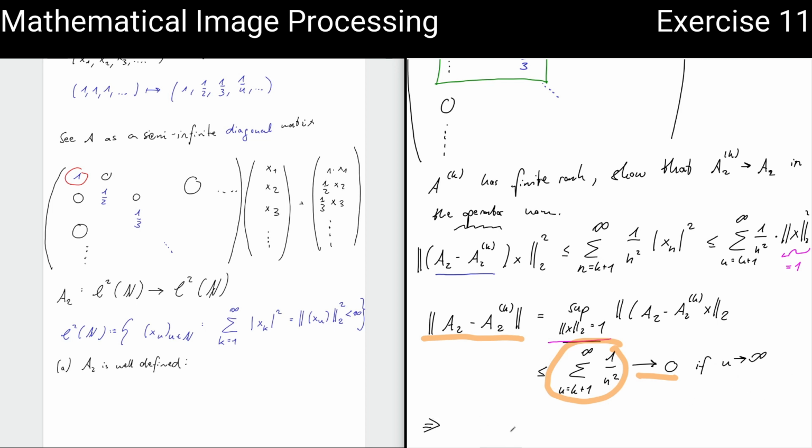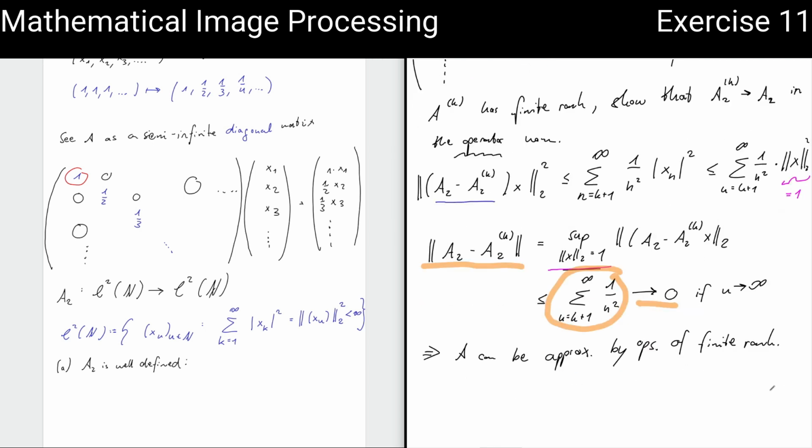So to sum up, or in conclusion, A2 can be approximated by operators of finite rank. And by definition, or by a notion of compactness, this means A2 is compact. So compact and bounded.